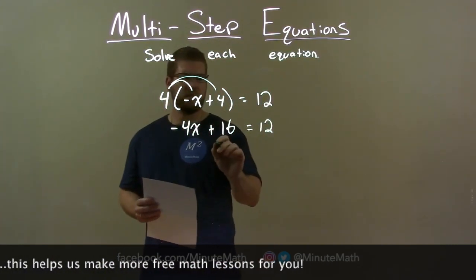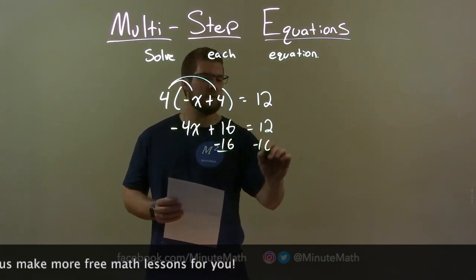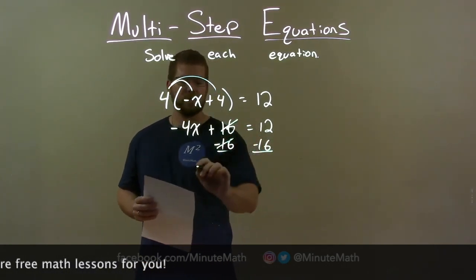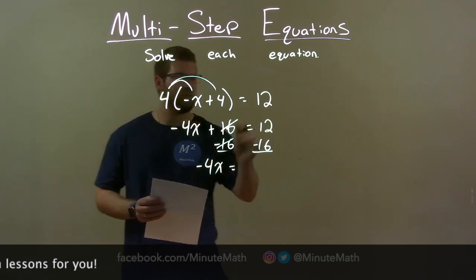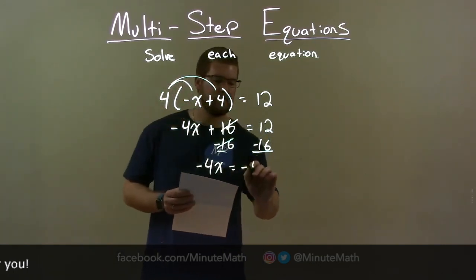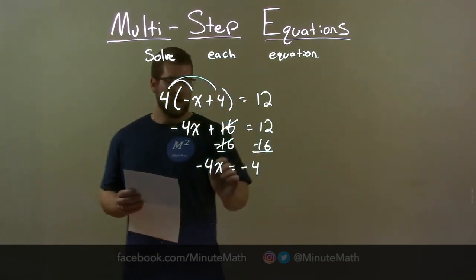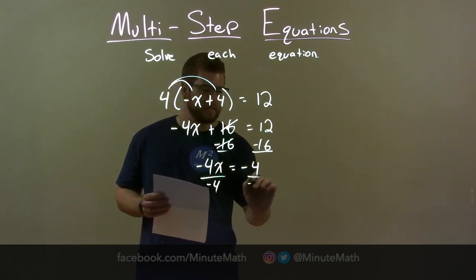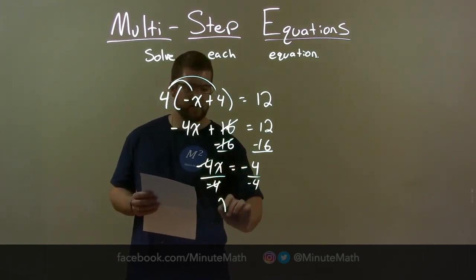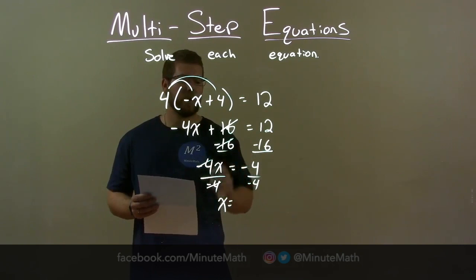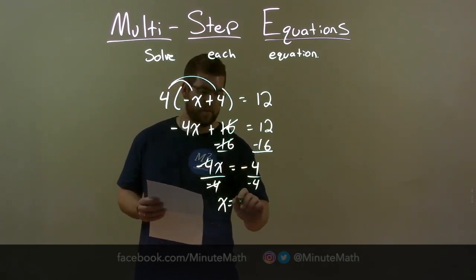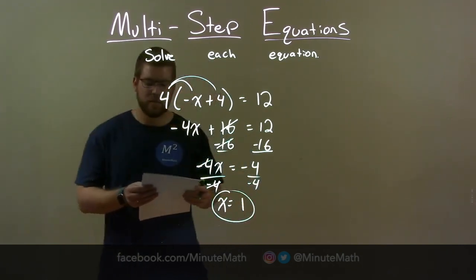To get x by itself, I would then subtract a 16 to both sides. 16's cancel, leave me 4x by itself on the left, and 12 minus 16 is a negative 4. Divide both sides by negative 4 now, and we're left with x by itself. Negative 4 divided by negative 4 is a positive 1. So our final answer here is x equals a positive 1.